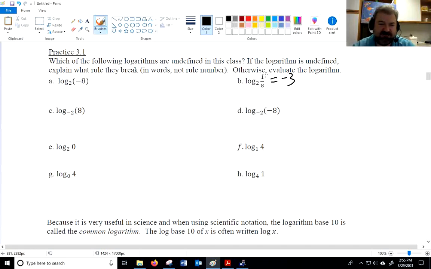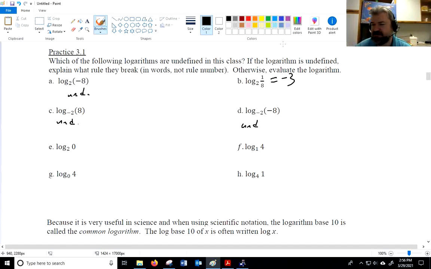Log base negative 2 equals 8. Well, that's not going to work either. So that's undefined because we can't have a negative number in our logarithm base. Log base negative 2 of negative 8. Well, that's undefined as well because you can't have a negative base or a negative argument.